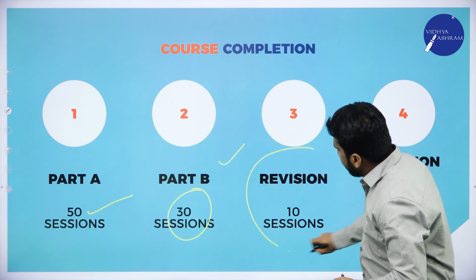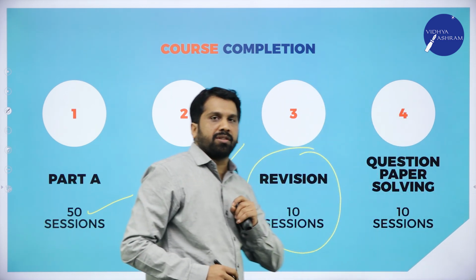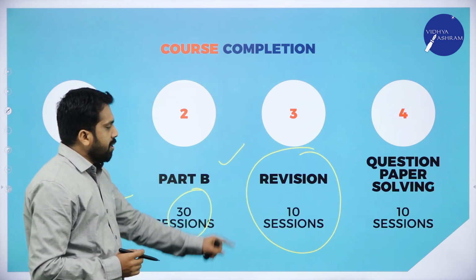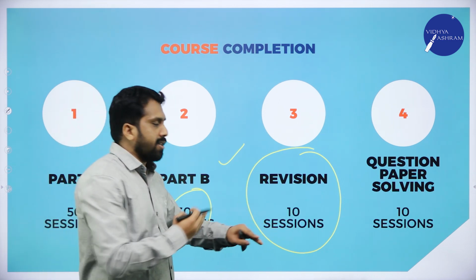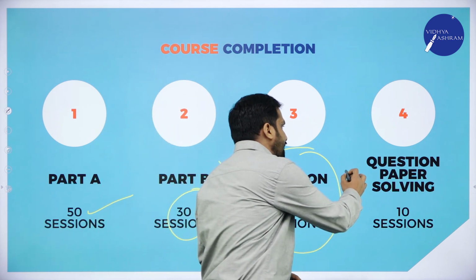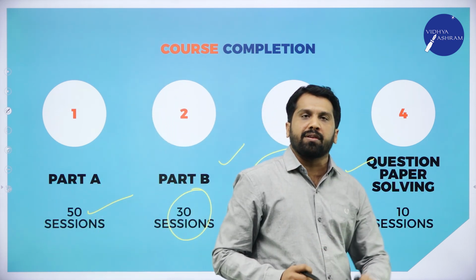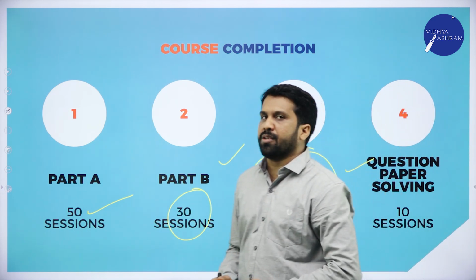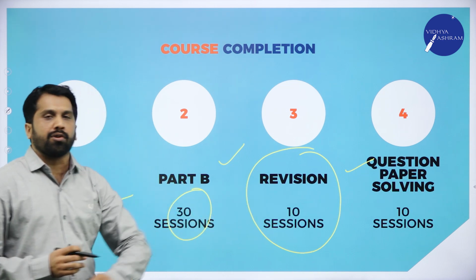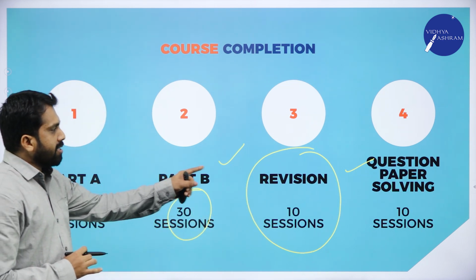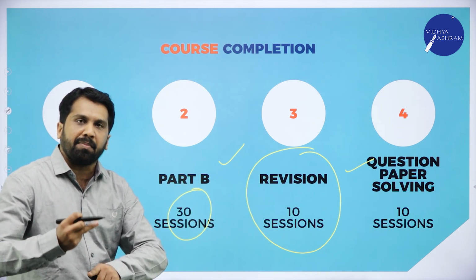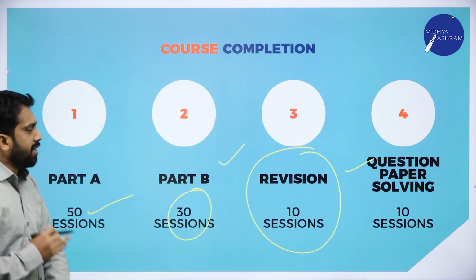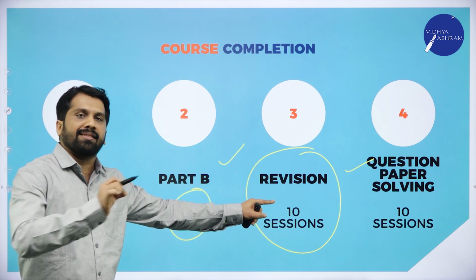Once that is done, we will go for revision. For part A and part B together, we need 10 sessions. Once that is done, at the end we will go for question paper solving, almost 1 month before your examination. If you solve a minimum of 3 or 4 question papers, the same things will be repeated in your upcoming examination. The pattern will change and the numbers will change, but the concept will remain the same.